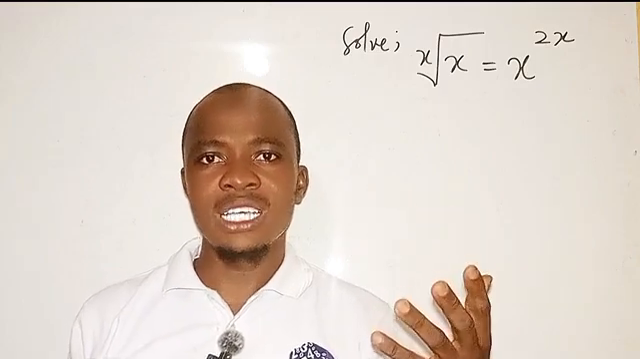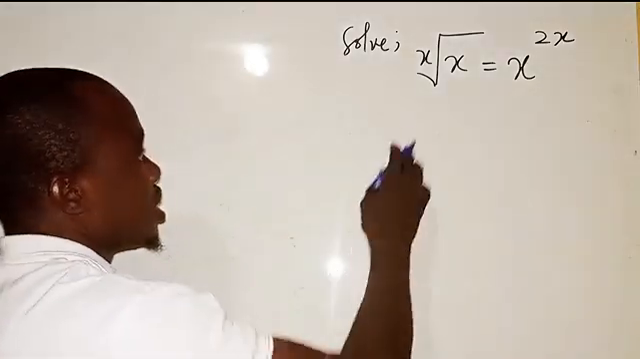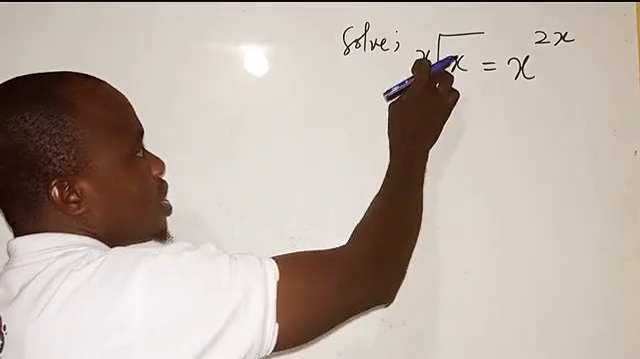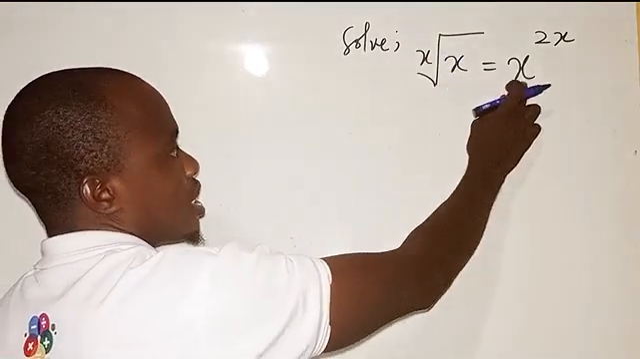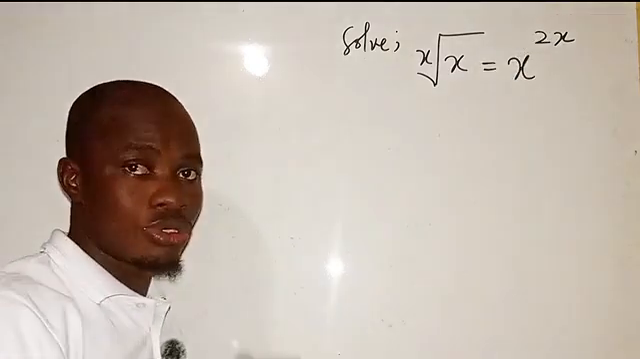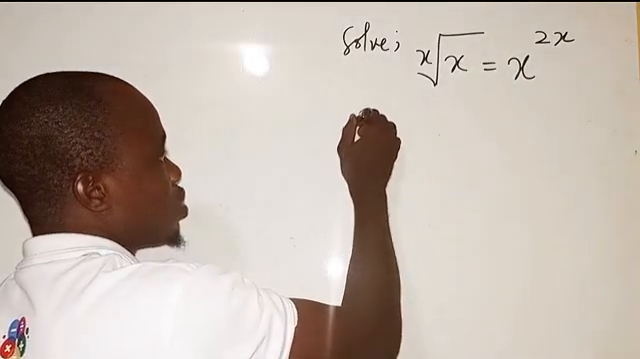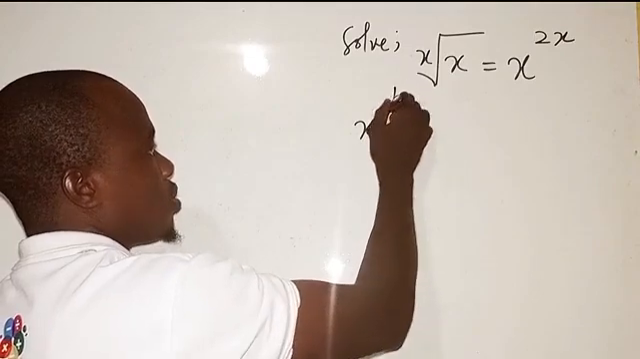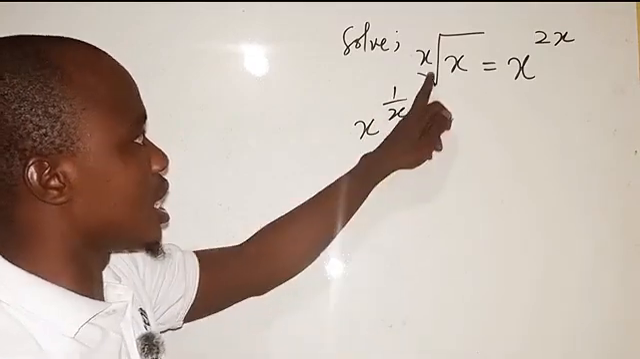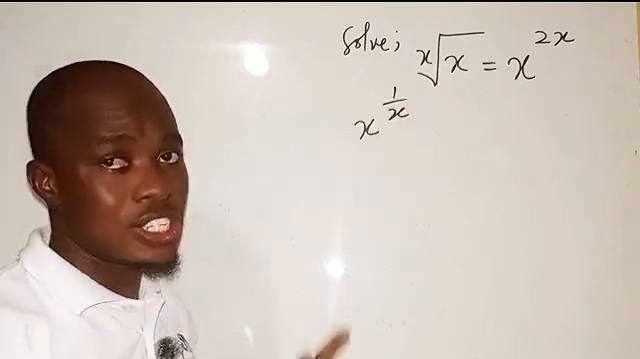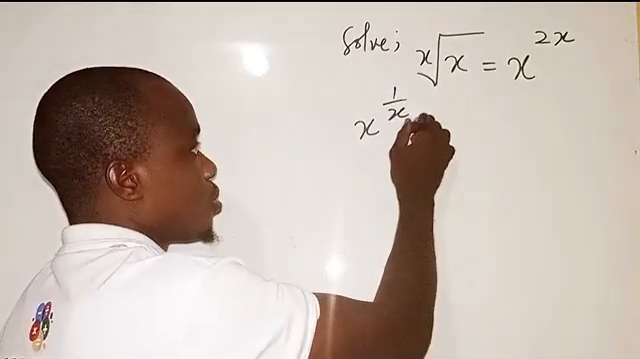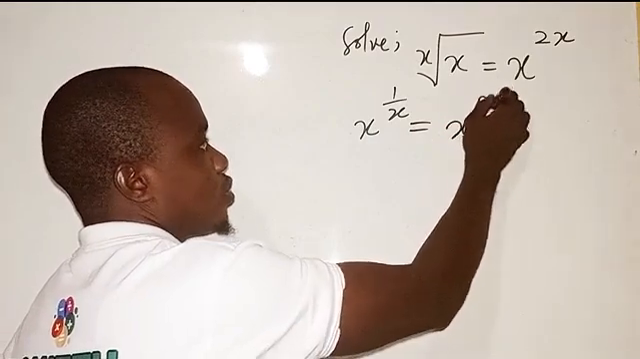Now let's see how we are going to solve this problem. Here I have: solve x root of x equals x to the power of 2x. So from here I can have this to be x to the power of 1 over x. That is, the x root has turned to 1 over x, from the law of indices. Then equals x to the power of 2x.